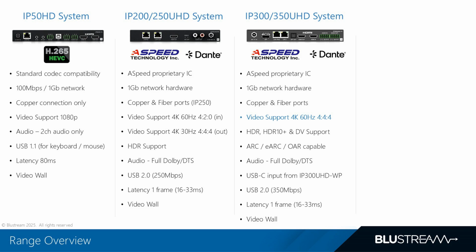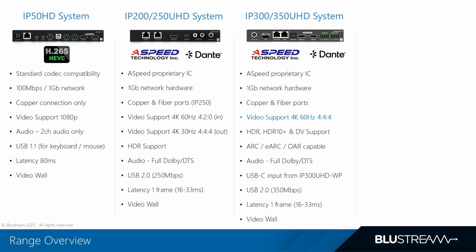Blustream was proud to be one of the first manufacturers worldwide to gain access to this chipset, and the result was a platform that delivers broadcast-grade video performance on affordable network hardware. Now, while this new A-speed chipset comes from the same manufacturer as the one used in our IP200 series, it's important to note that the IP300 and IP200 platforms are not interoperable. These are separate systems with different capabilities and different performance tiers, each optimized for specific project requirements.